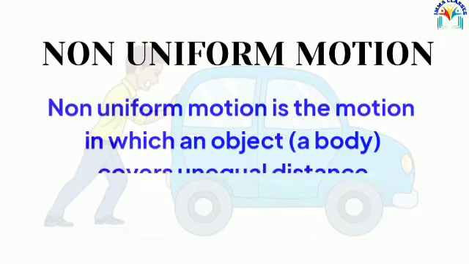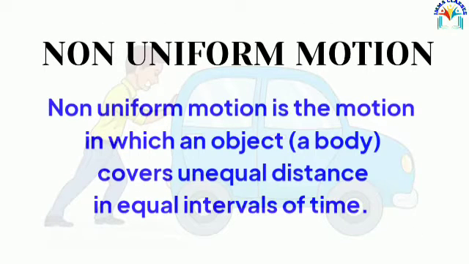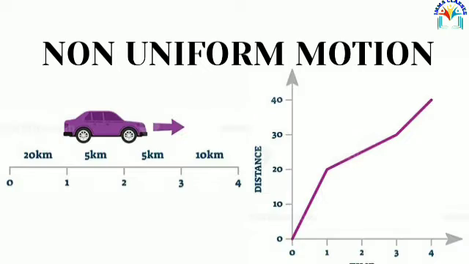Non-uniform motion. Non-uniform motion is the motion in which an object covers unequal distance in equal intervals of time. Look at the given picture. Here the distance changes non-uniformly with time. Thus the car is having non-uniform motion.